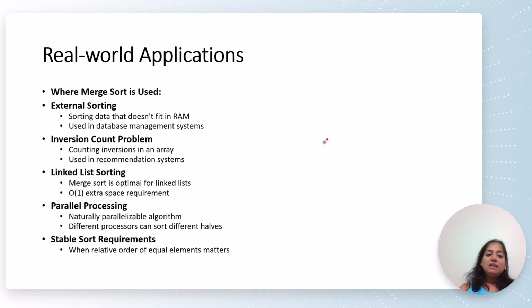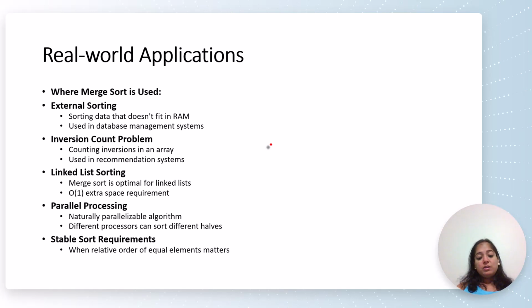So if we see the real world examples, as we said, it is used for external sorting, whenever data does not fit in the RAM. Whenever data is so large that it cannot fit in the computer's memory, it is all on the hard drive or the SSD. So from there you need to read the data in segments into the memory and then perform the sorting. So in that case, it is the best suited.